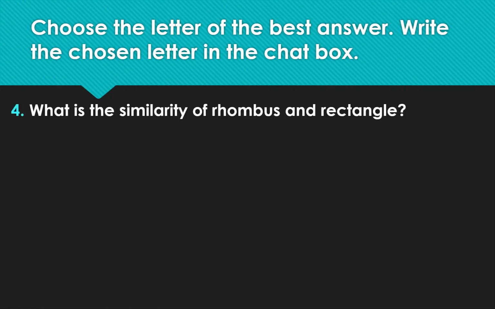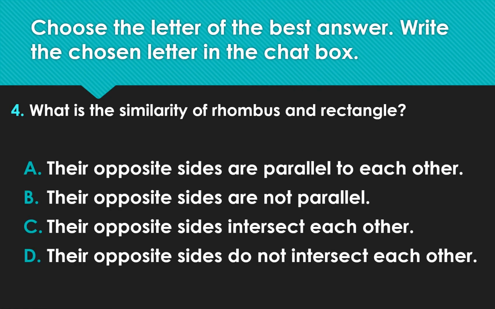Number 4. What is the similarity of a rhombus and a rectangle? A. Their opposite sides are parallel to each other. B. Their opposite sides are not parallel. C. Their opposite sides intersect each other. D. Their opposite sides do not intersect each other.